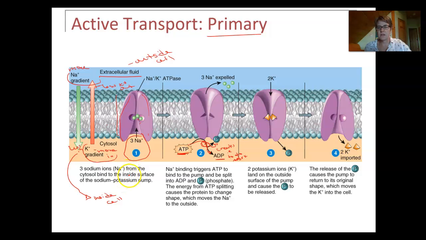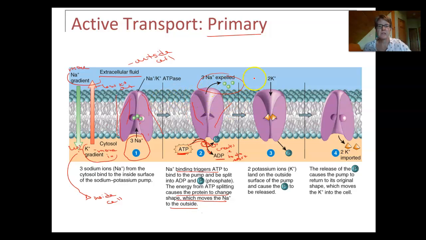All right, so when this binds the 3 sodiums, it will also trigger ATP to split. And as a result of it splitting, this protein changes shape, so it goes from being open to the inside to being open to the outside, and I spit out my 3 sodium, okay? Moves them to the outside.